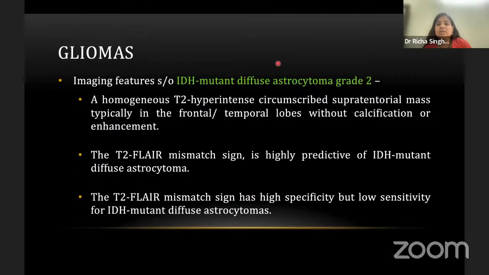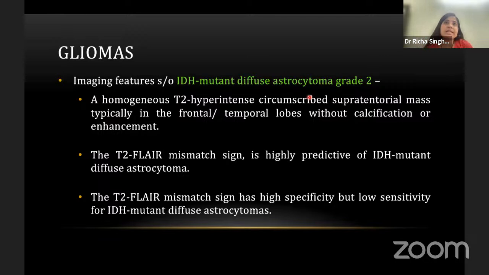IDH mutant diffuse astrocytoma, which is a grade 2 or the lowest grade tumor. It's a very simple looking tumor: a very homogeneous T2 hyperintense, circumscribed tumor, with no diffusion restriction, no high perfusion, and no enhancement. So it will be a simple looking tumor.